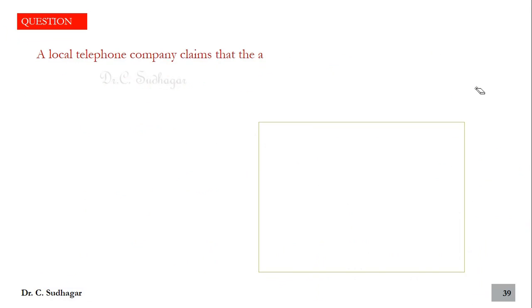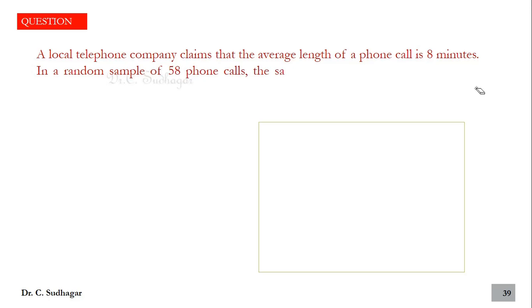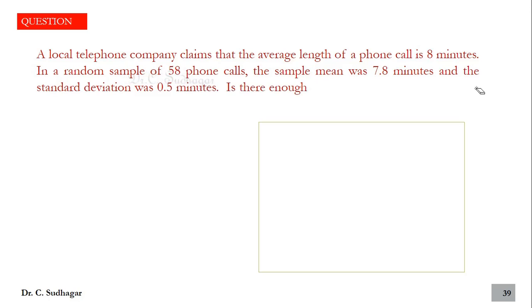A telephone company claims that the average length of a phone call is 8 minutes. In a random sample of 58 phone calls, the sample mean was 7.8 minutes and the standard deviation was 0.5 minutes. Is there enough evidence to support this claim at alpha equal to 0.05? So what are the things given? It's given a sample mean and a population mean. That means we are going to use the t test or z test.